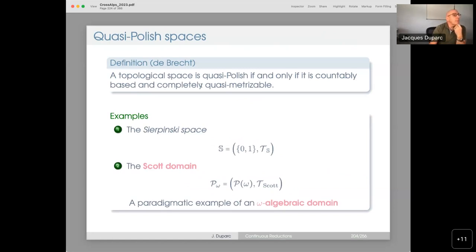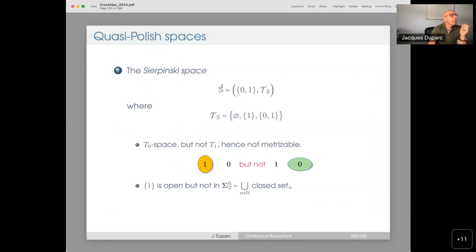Examples of quasi-Polish spaces. First, the definition: a topological space is quasi-Polish if and only if it is countably based and completely quasi-metrizable. So two different examples: a very simple one, the Sierpinski space, and the second one is the one that we're interested in, the Scott domain. Okay, the first one, the Sierpinski space, is completely trivial. You have two elements, 0 and 1, and the topology is as below. Every subset is an open set except the singleton 0, right? So it's a T0 space, but not T1. So it's not metrizable, because metrizable spaces are T2.